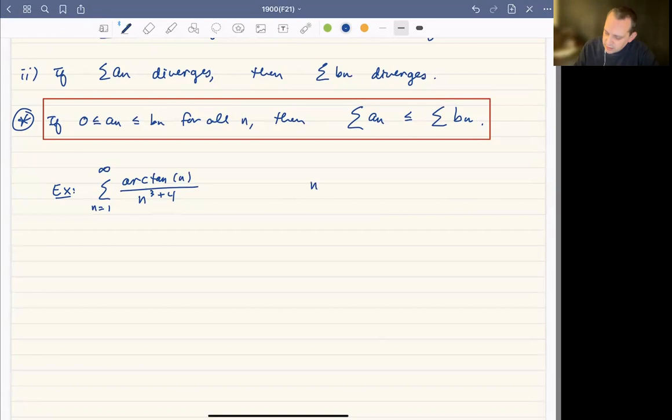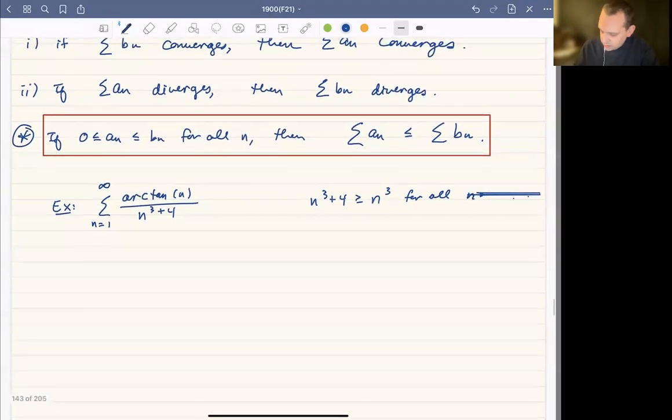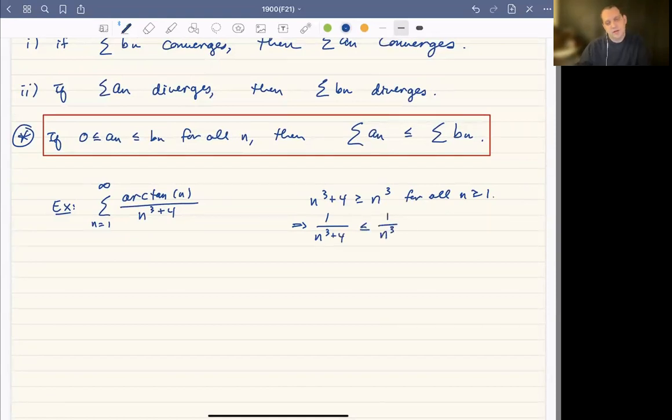Notice that n cubed plus 4 is greater than or equal to n cubed. That's true for all values n greater than or equal to 1. It's actually true for all n regardless of the value, but in particular, the values that we care about are from 1 to infinity. Now, what this tells you is that when you take the reciprocal, 1 over n cubed plus 4 is less than or equal to 1 over n cubed because the denominators are larger. So again, for all n, we have the inequality 1 over n cubed plus 4 is less than or equal to 1 over n cubed.